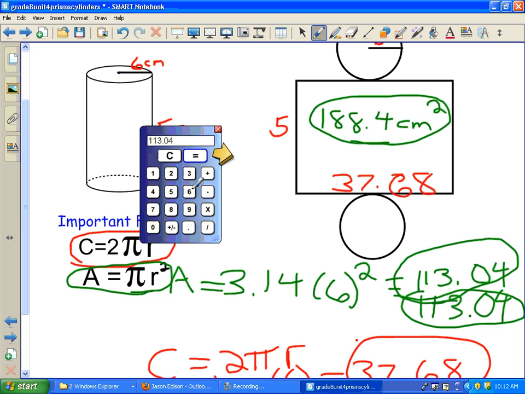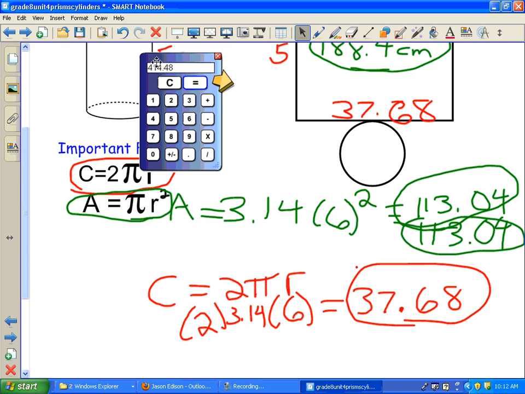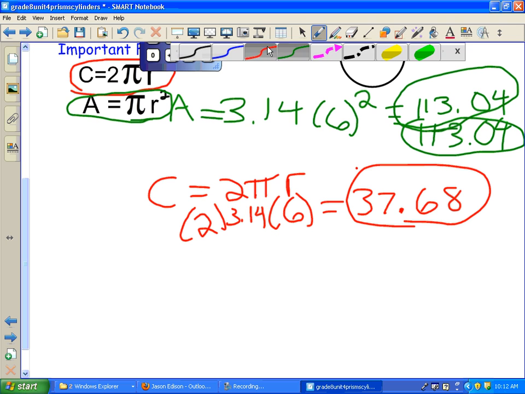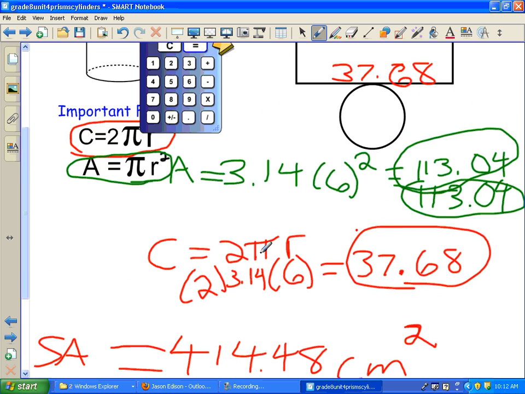So let's add them together. So we've got 113.04 plus 113.04 plus 188.4. And the total answer, and the answer to our problem, is 414.48. So the surface area is 414.48 centimeters squared, because we're talking about area.